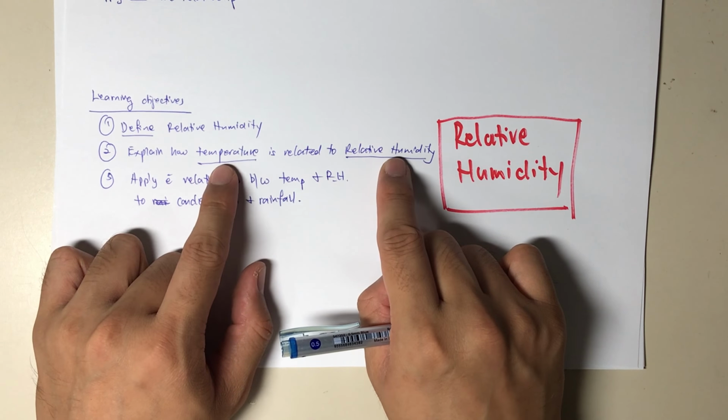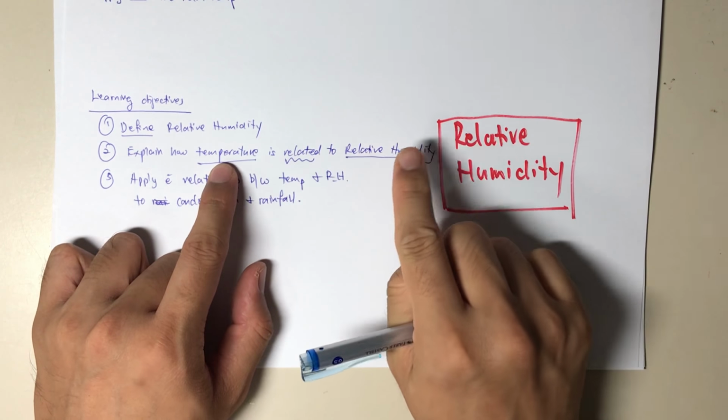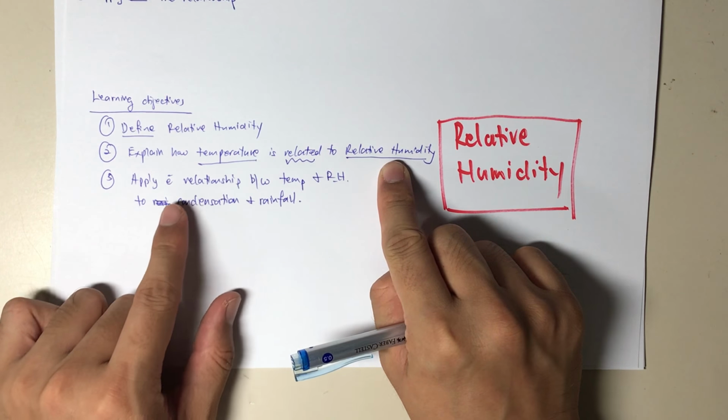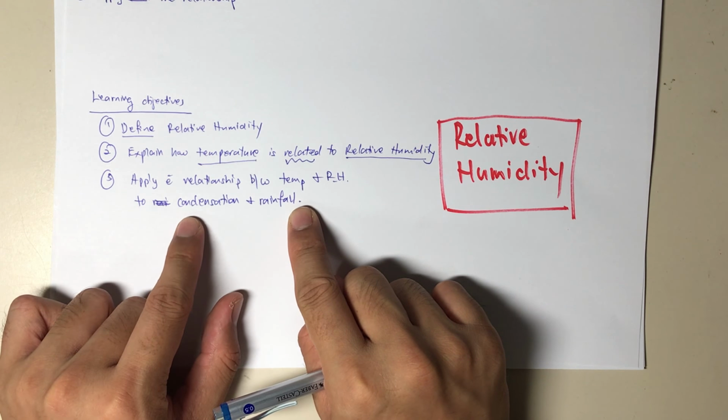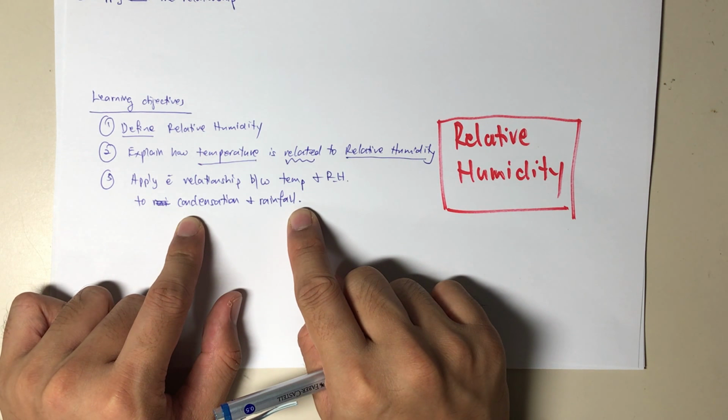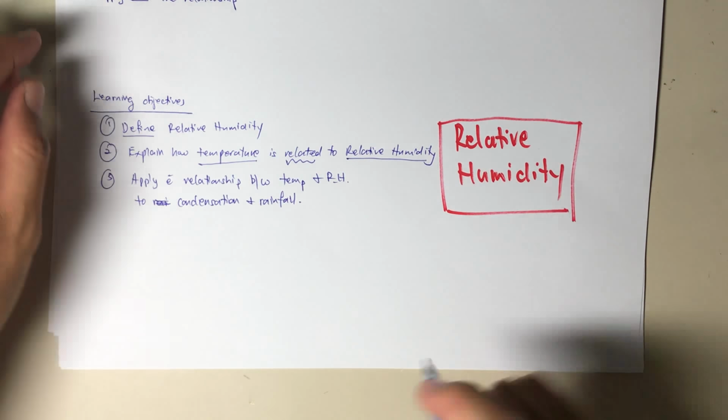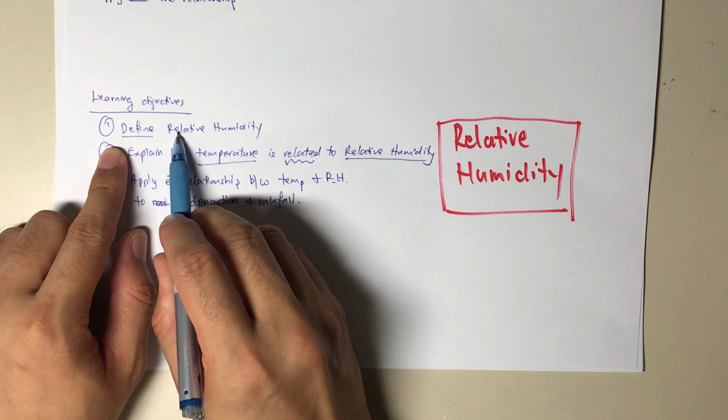Once you've understood this relationship between temperature and relative humidity, we are going to apply it to help us understand condensation and rainfall. In other words, we are going to see how it actually plays out in reality in the formation of rain. So let's go to the first one. What exactly is relative humidity? Go to your notes now.